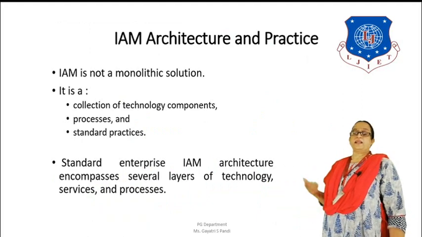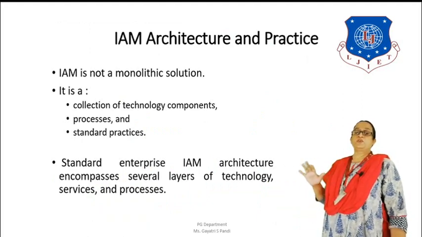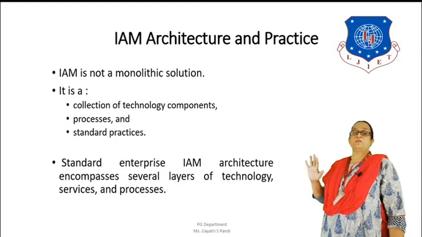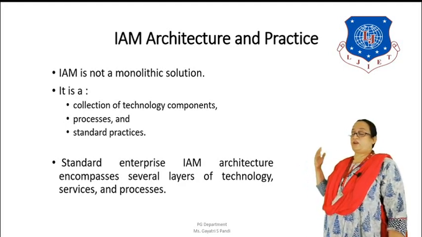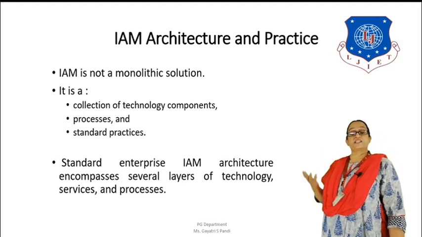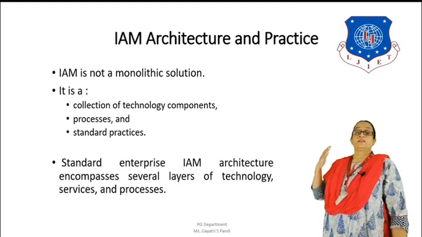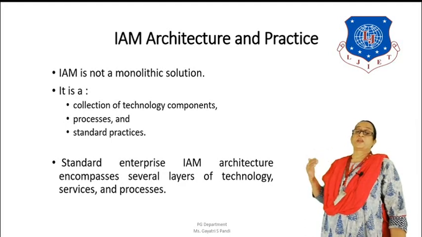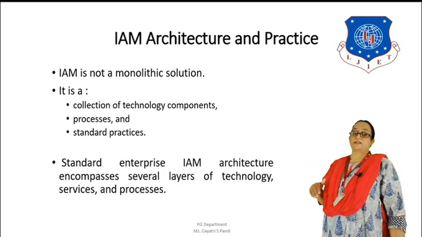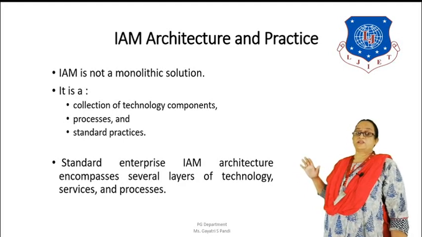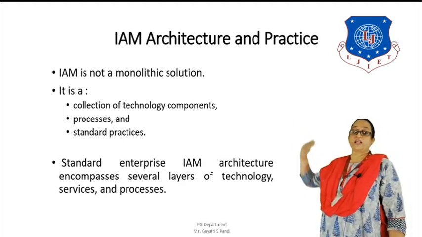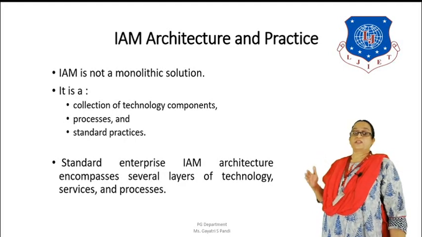So what does IAM architecture basically consist of? Firstly, to know that IAM architecture is not a monolithic solution. It is not a single woven architecture. It consists of a collection of technology components, the various processes and the standard practices. The standard enterprise IAM architecture will consist of several layers of technology, services and processes.